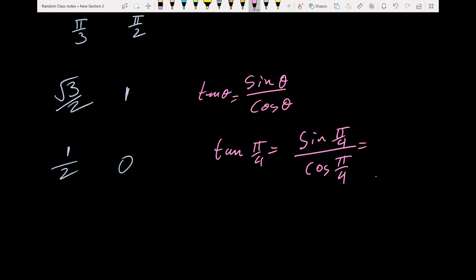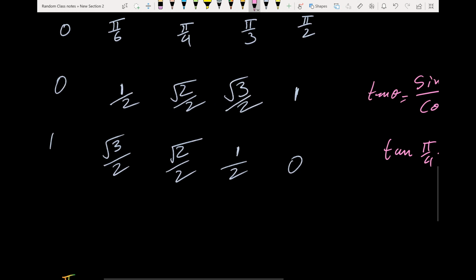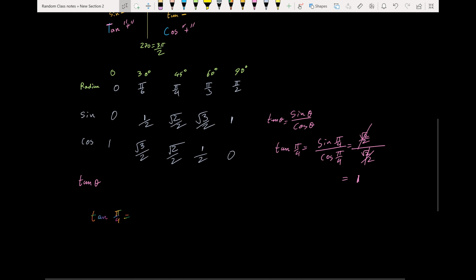Hannah, what's sine of pi over 4? That is correct. And cosine of pi over 4 is what? What is it? So top and the bottom, they're the same. What happens? Cancels out and you get what? 1. So now we could come back and finish the table. Here's your 1.